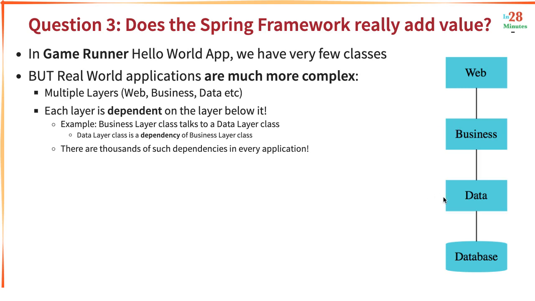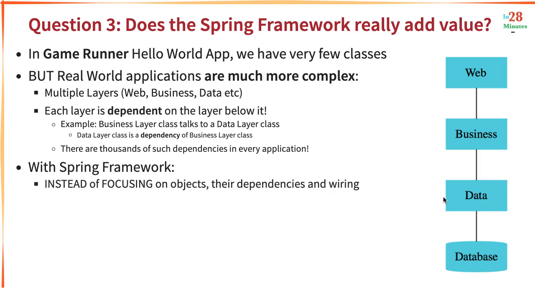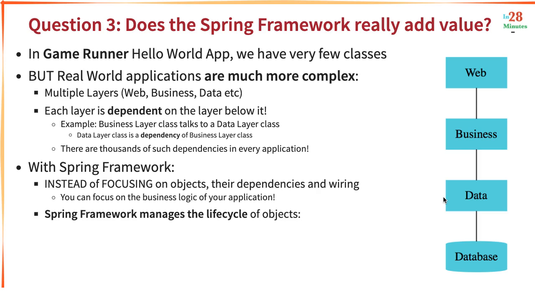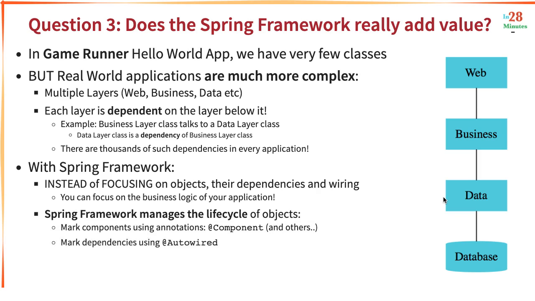Whenever we talk about even the simplest of the enterprise applications, we are talking about thousands of such classes with thousands of such dependencies. When you're using the Spring framework, instead of focusing on creating objects and wiring dependencies, what you can focus on is the business logic of your application. And you can leave it to the Spring framework to manage the life cycle of the objects. All that you need to do is to mark your components using annotations like @Component, and mark your dependencies using @Autowired. And you can allow the Spring framework to do its magic.